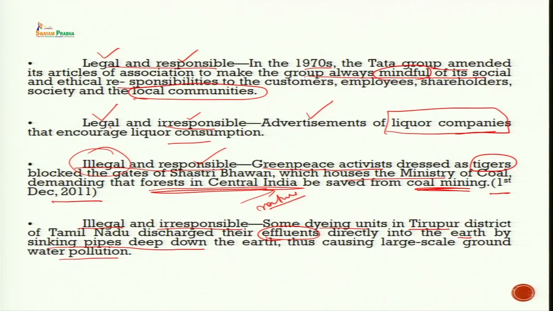So, students, I think with the help of these examples, you would have understood how the attitude and actions of organizations can be categorized into various categories, which can help us understand what are the necessary actions and steps the organizations must take to fulfill their corporate social responsibility.